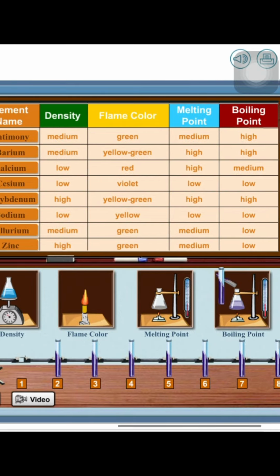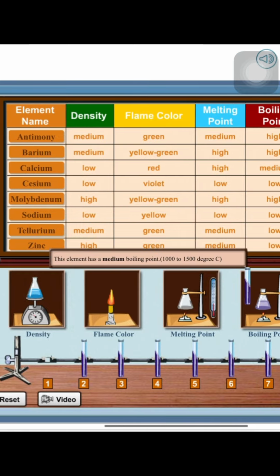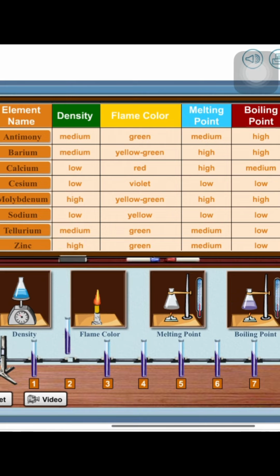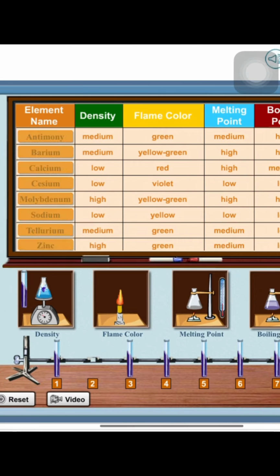Next is boiling point. The element has a medium boiling point. Congratulations! You have correctly identified the mystery element. And the element name for number 1 is calcium. Next is mystery element number 2.